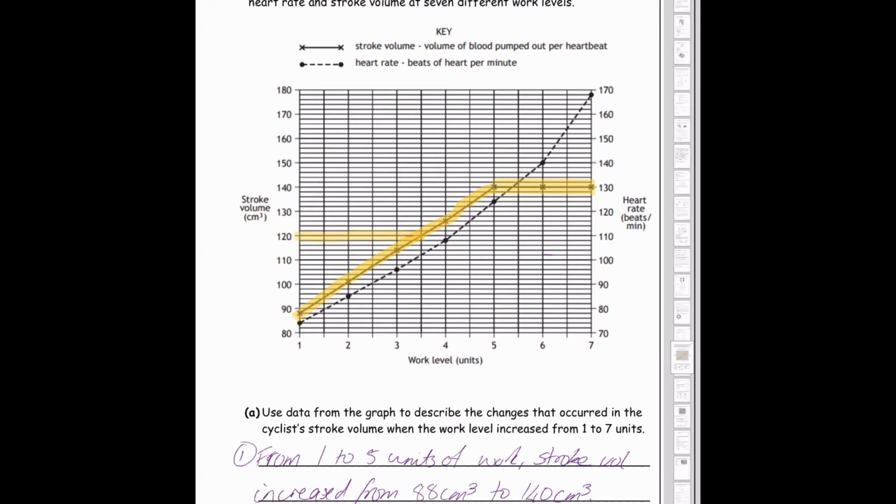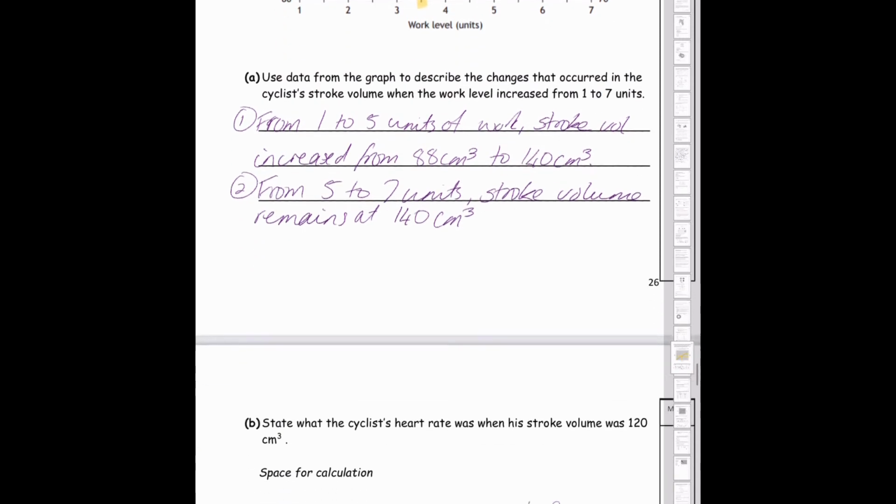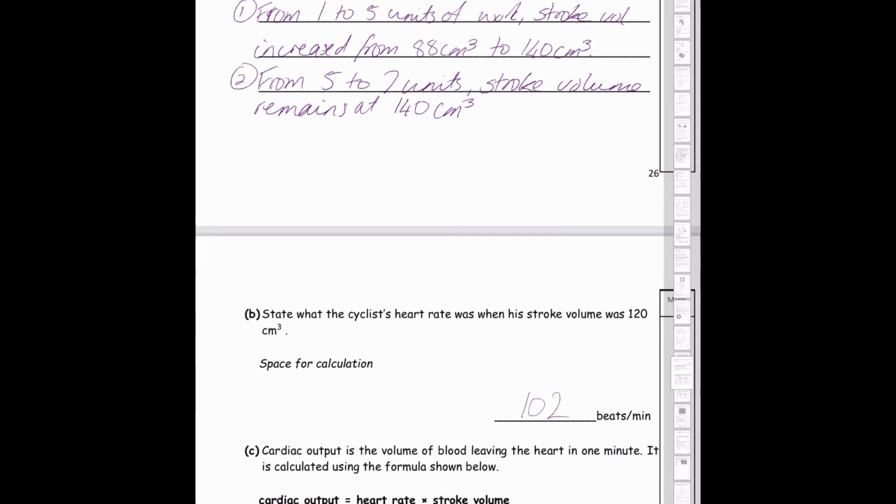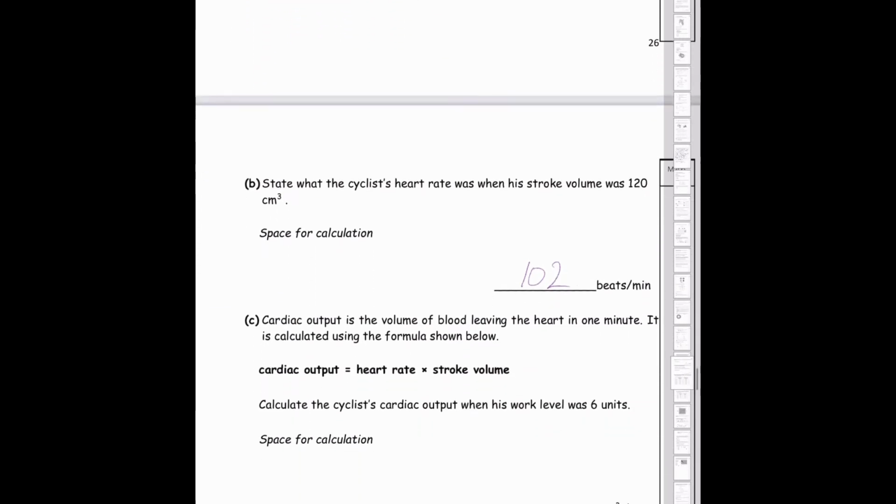So we can see just at this point here, 3.5 units of work is when his stroke volume was 120 cubic centimetres. His heart rate is here, so we need to go across and read off the line, and that would be at 102 beats per minute. So we're at 102 beats per minute for that one.